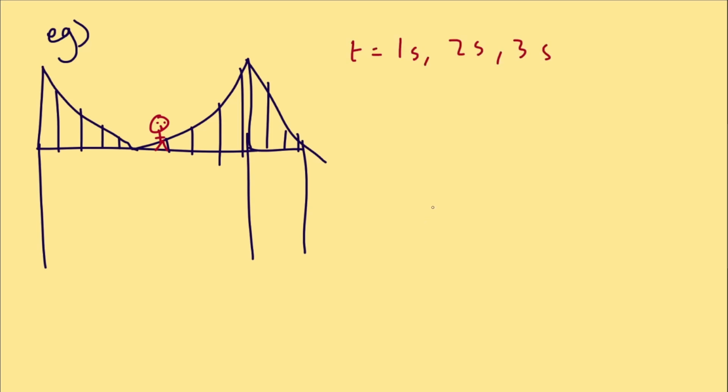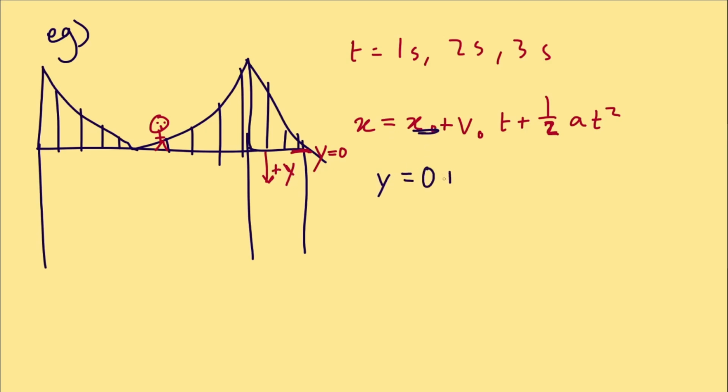Let's solve this together. We're going to use the kinematic equation for displacement, which is x = x0 + v0t + 1/2 at². We're going to label the bridge as y = 0, and as you fall, y is increasing. That's our frame of reference. Instead of x, let's write y. Starting position is 0, and starting velocity is also 0.